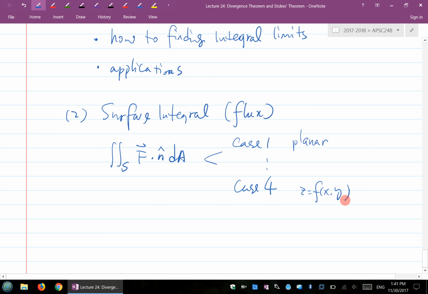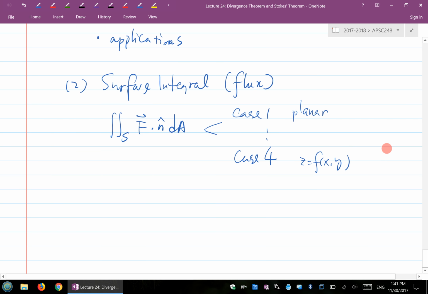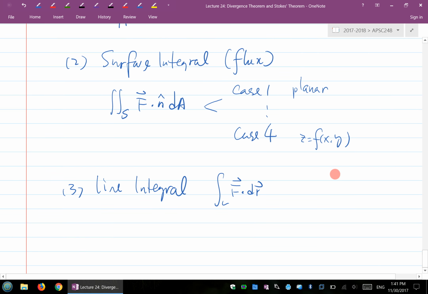So when you are asked to evaluate a surface integral, the first step is to ask what type of surface we're dealing with here. You choose your formula appropriately. And then finally, there's another type of integral, which is the line integral. So this is basically a single integral now.